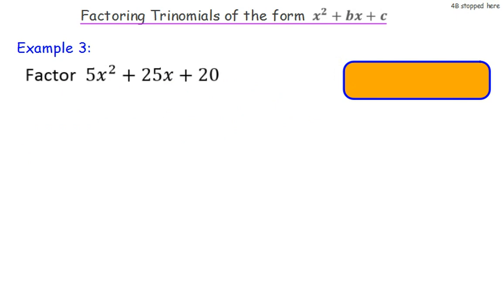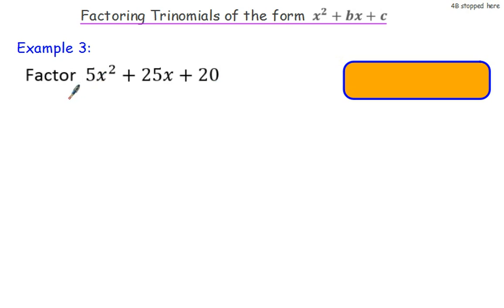This one looks a little bit different, right? In this case, we do have a number in front of the x squared, but take a look at all three of our terms. If you notice, we actually have a GCF, a greatest common factor, and that GCF is 5. We could factor a 5 out of all three of these terms here. So anytime you have a GCF, you need to factor it out. In fact, it'll make your life a lot easier because you won't have such big numbers to deal with.